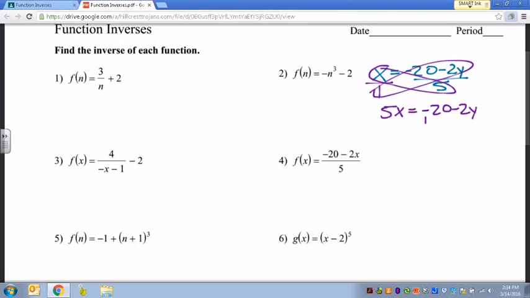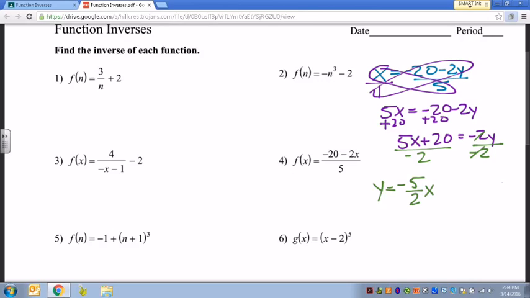All right, so let's add 20 to both sides. So I get 5x plus 20 equals negative 2y. Final step here is I need to divide by negative 2. And that's going to give me y equals negative 5 halves x. And then 20 divided by negative 2 is going to be negative 10. And so you can always reduce if you can, and in this case we could, so there we go. There's the answer for that.